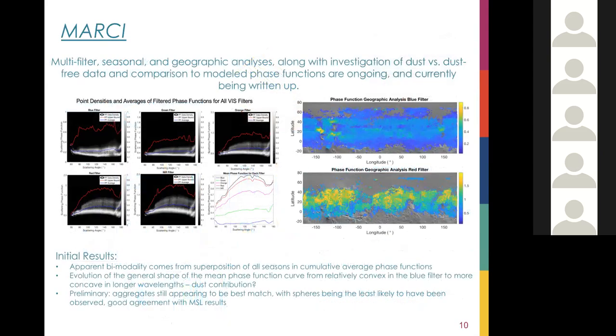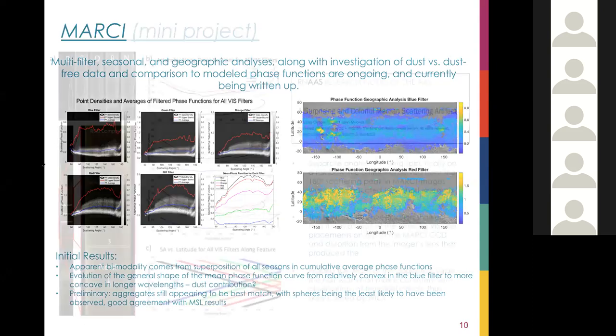This work is still ongoing, but we're looking at sort of seasonal and geographic analyses, looking at the distribution of our data points, trying to look for surface influences in different filters, and looking how the phase function changes with season. But initial results show that we do agree with what we saw with MSL in terms of aggregates being the best fit. And also our derived phase function from MSL does agree quite well with what we look at in the blue filter for different seasons.